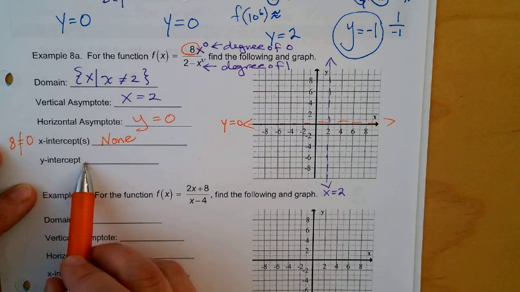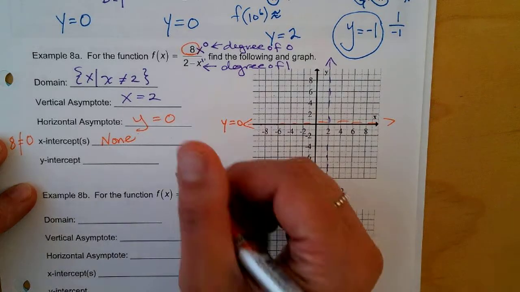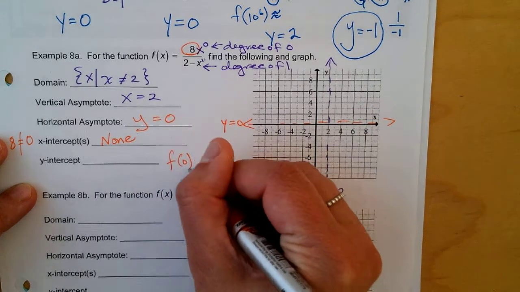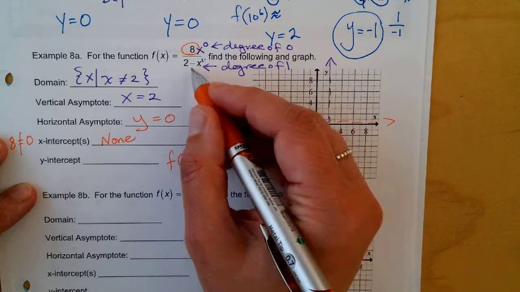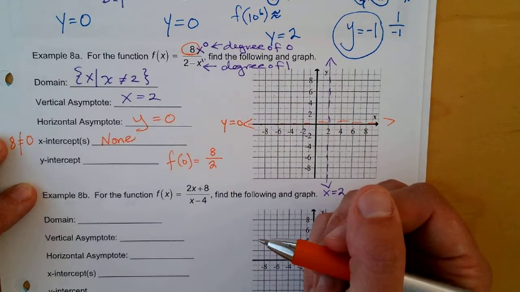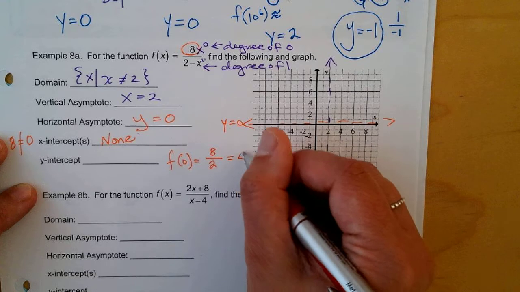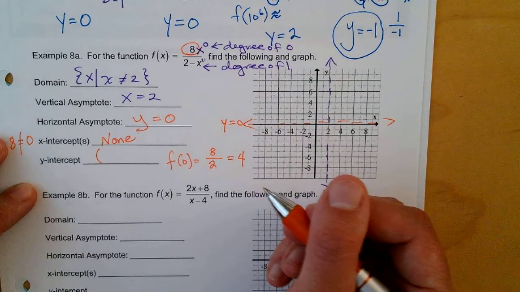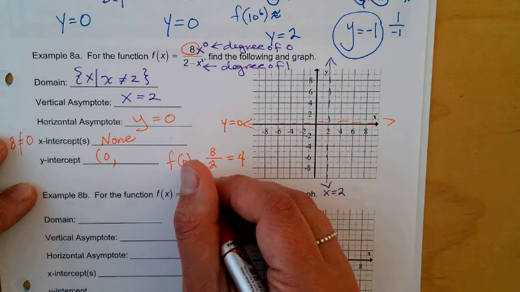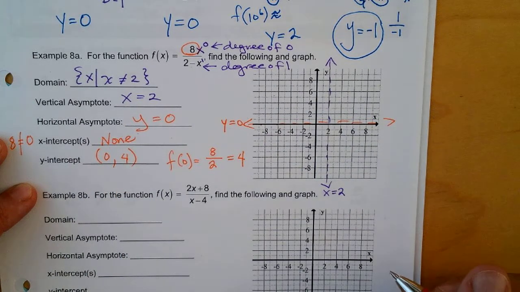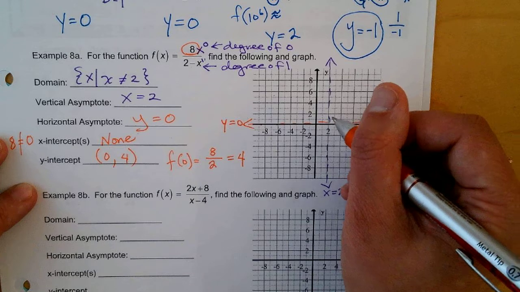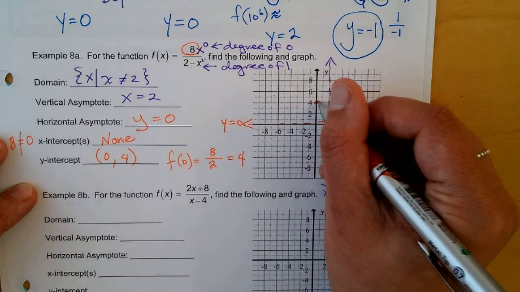What about the y-intercept? How do we find the y-intercept? Exactly, we find f of 0, and so we get 8 over 2 minus 0, which is 4. My y-intercept is where x is 0. That's what we plugged in. Y, we solved for that, and we got 4. So (0, 4) is our y-intercept. (0, 4) is here.